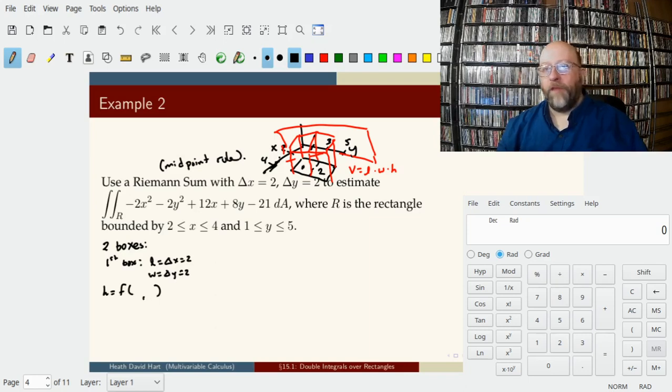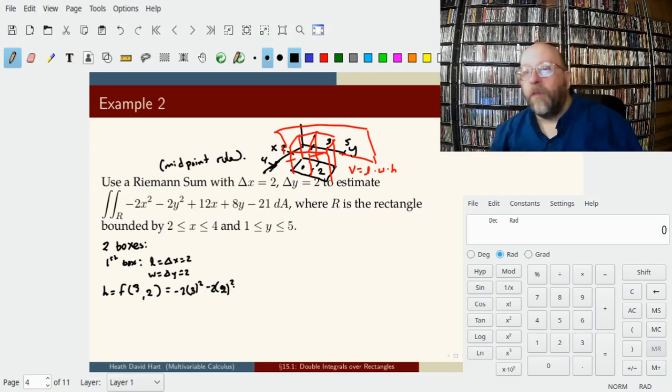So the midpoint of this rectangle is halfway between 2 and 4, so x will be 3. And halfway between 1 and 3, so y will be 2. And so we need f of 3 comma 2. So that's negative 2 times 3 squared minus 2 times 2 squared, plus 12 times 3 plus 8 times 2 minus 21.